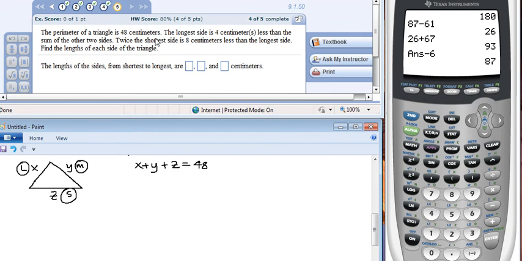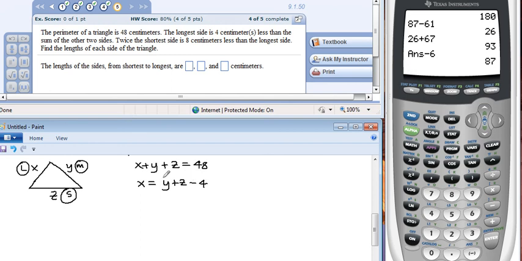Let's use this second sentence. The longest side is, so we stop there. The longest side we've designated as X is. Then it says 4 centimeters less than the sum of the other two sides. Now whenever we have less than, that means subtraction, correct? So we want to take 4 away from what we're summing. So we're going to have to do the other two sides first. So we take the sum of the other two sides, and then it's 4 less than that. So we have to kind of go backwards on that. So the sum of the other two sides minus 4, or 4 less than the sum of the other two sides.